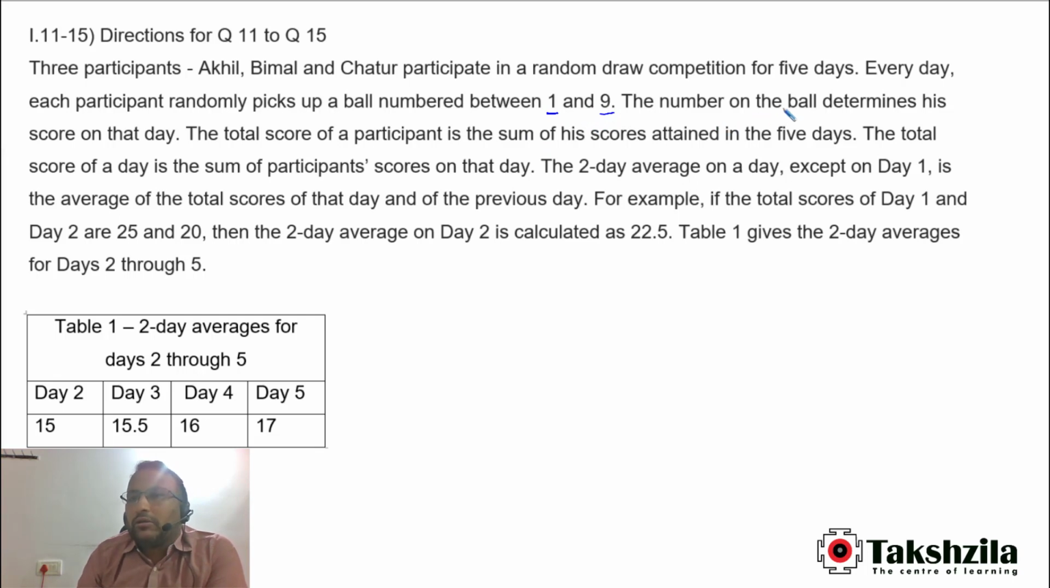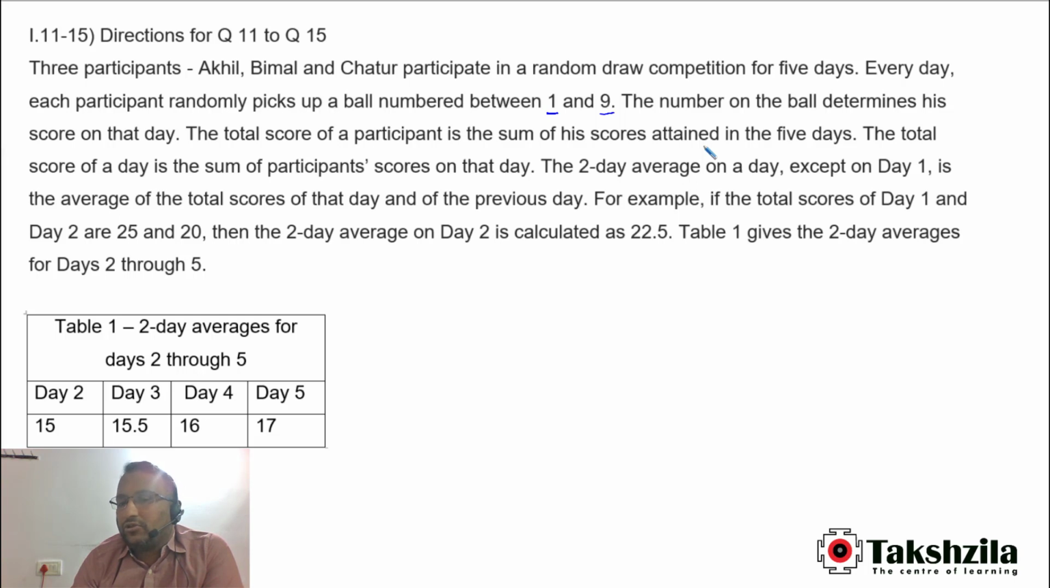The number on the ball determines the score of that participant on that day. The total score of a participant is the sum of his score attained in all 5 days. The total score of a day is equal to the sum of the scores of all 3 participants on that day.